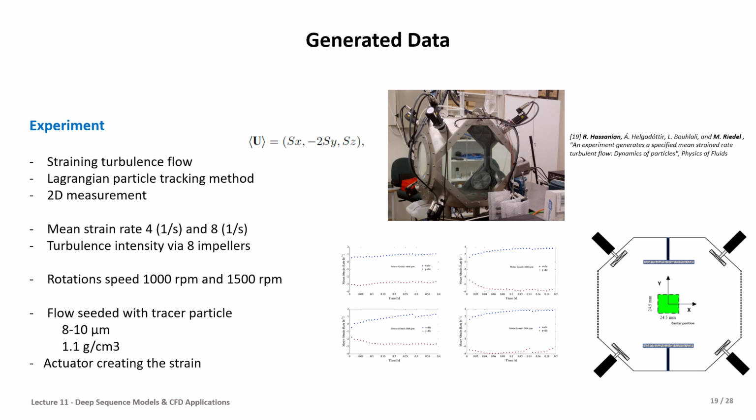Now let's shortly present the data used in the experiment. In this slide, you can see a picture of the apparatus used in that experiment. This apparatus is a tank filled with water, with 8 impellers in the corners of this tank, with a specific speed of rotation, making the flow turbulent. There is an area in the center of the tank, specified with green color here, where measurements are taken with a high-speed camera over a specific period of time.